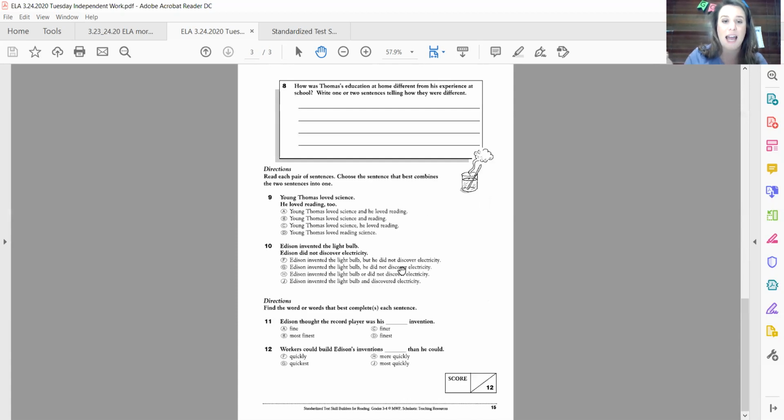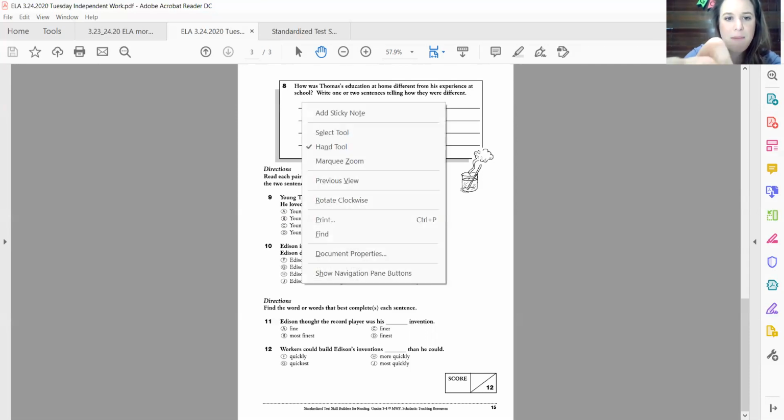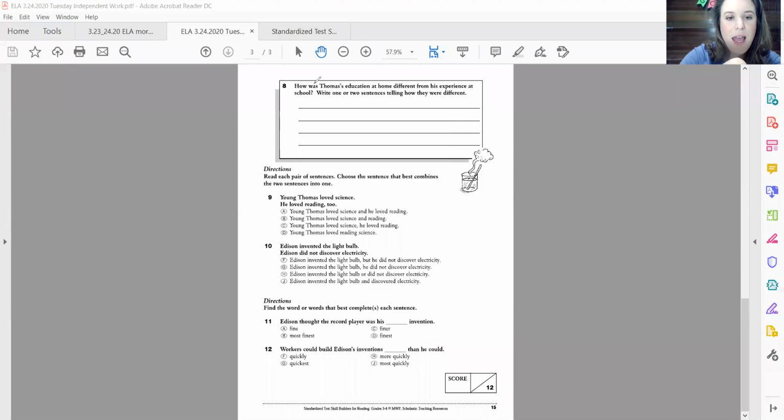So basically, this is a compare and contrast, at home to school. At school, it was awful for Thomas Edison, but at home, it was fun. Sorry, I think I messed that up. At school, it was awful. At home, it was fun. So I put down here, it says write 1 to 2 sentences telling how they are different. All right, so I'm just going to write one sentence though.